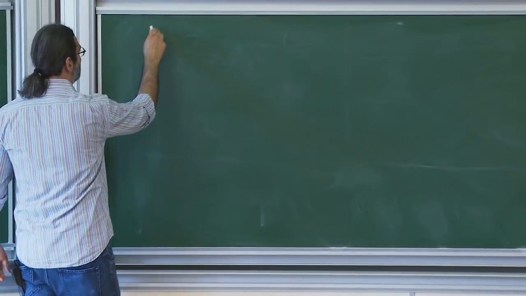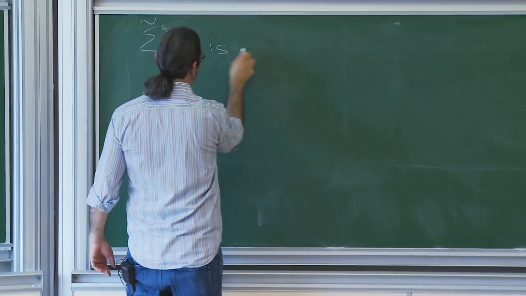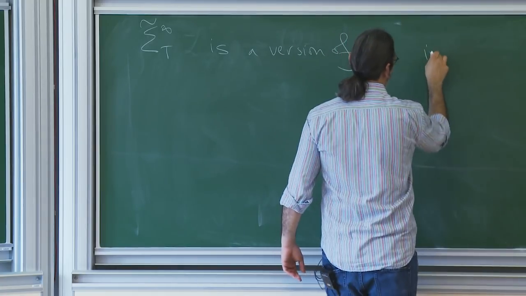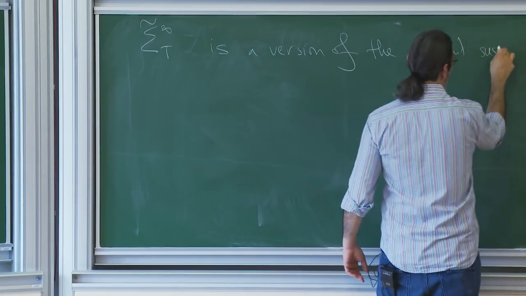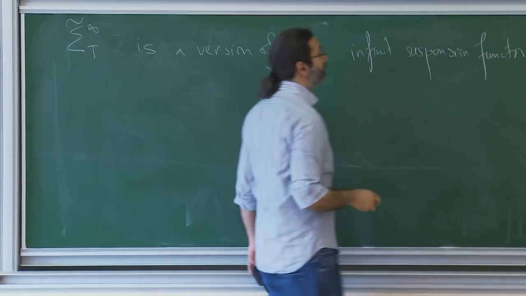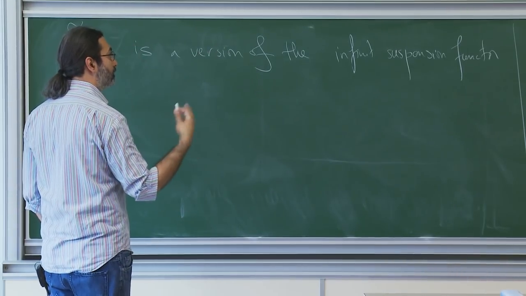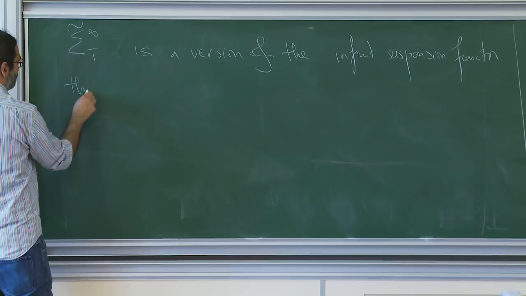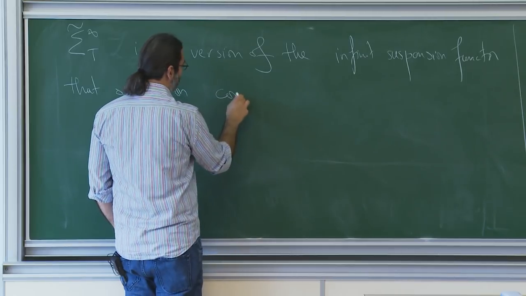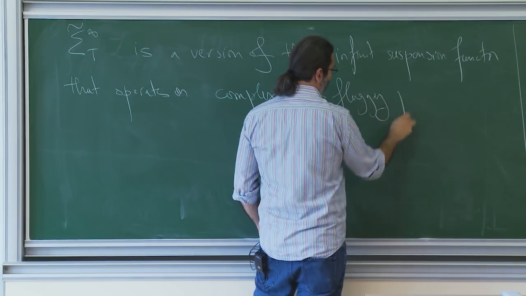Okay, so sigma t infinity tilde is a version of the infinite suspension functor. But you see, it's not on complexes of presheaves. It should operate on complexes of flaggy presheaves. Okay, so that operates on complexes of flaggy presheaves.